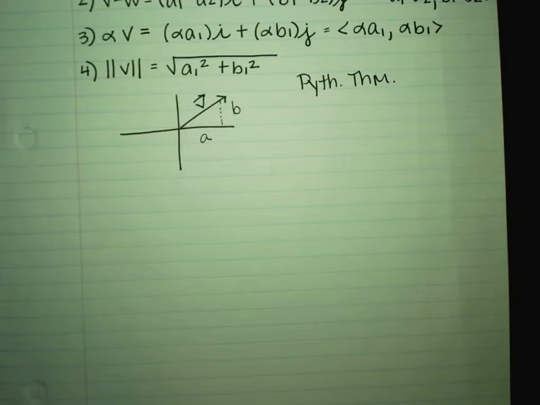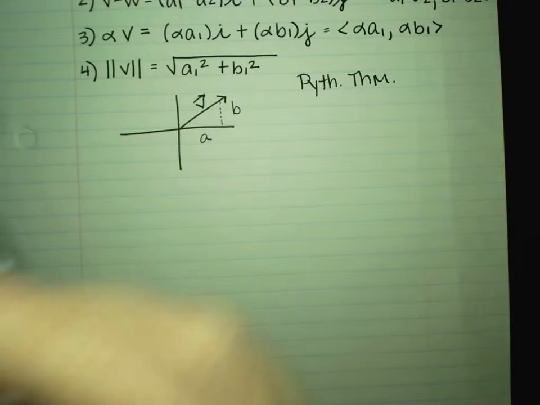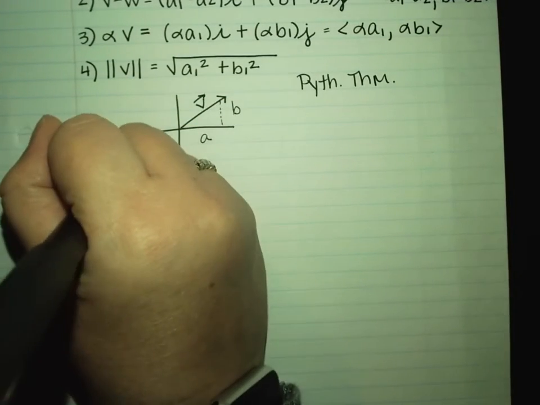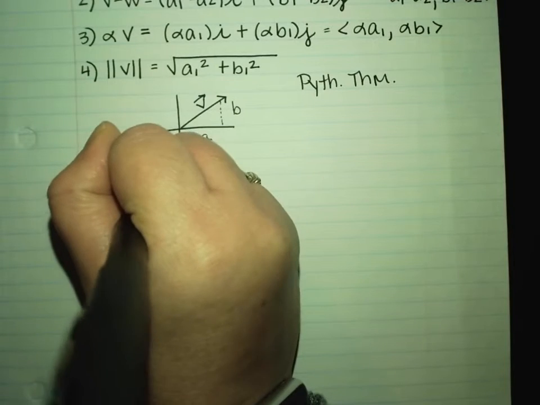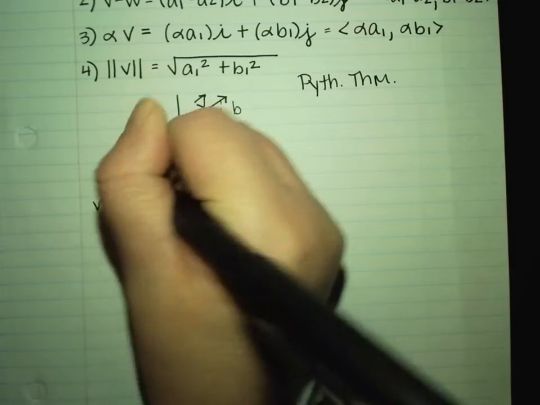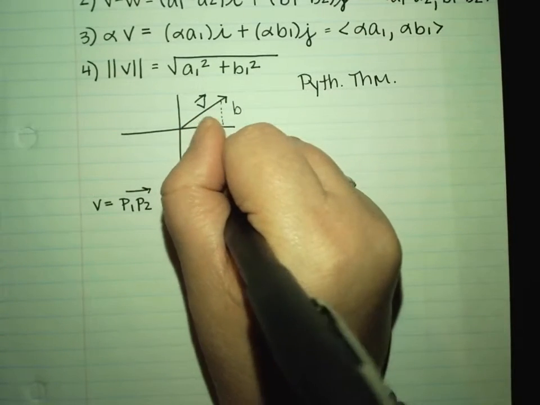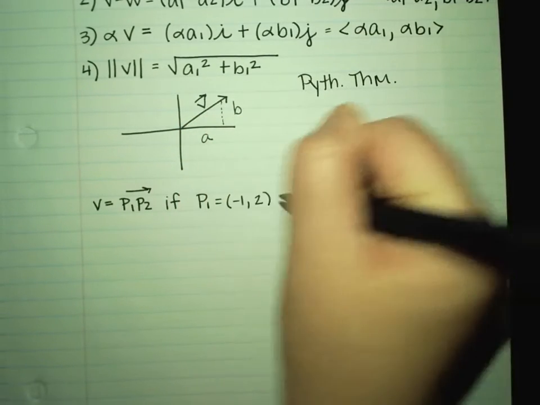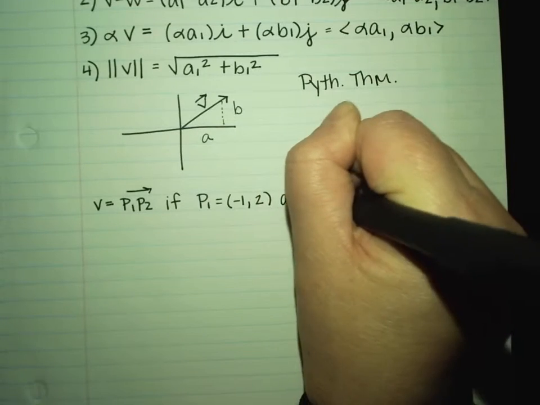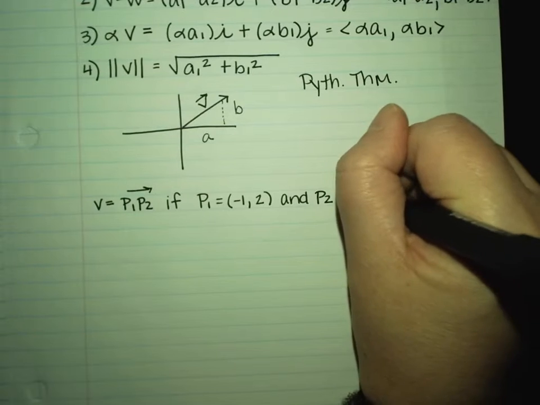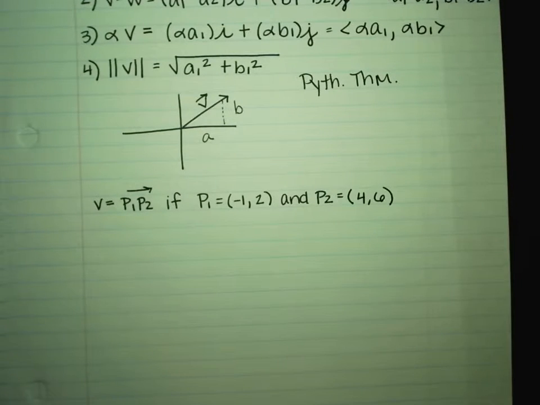Talk about doing a position vector without drawing it. We are given, let's define the position vector of the vector V, which is equal to P1, P2, if P1 is equal to negative 1, 2, and P2 is equal to 4, 6.